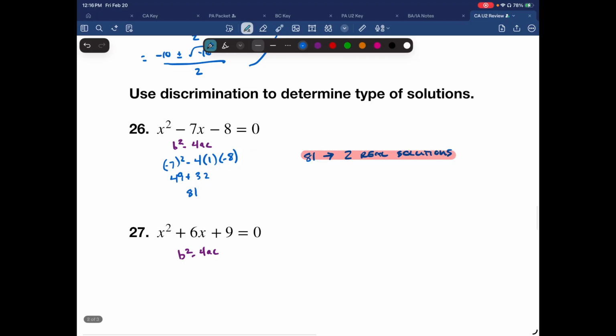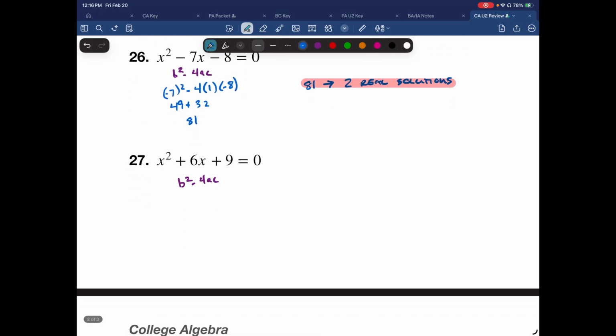On 27, we have 6 squared minus 4 times 1 times 9. 6 squared is 36. 4 times 9 is 36. So that is 36 minus 36, which is 0. 0 means you have 1 real solution.